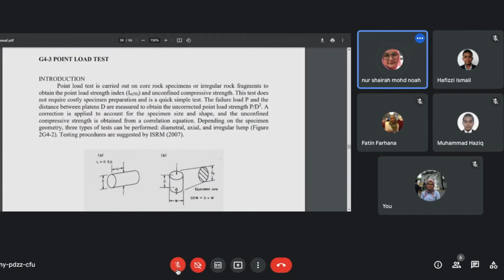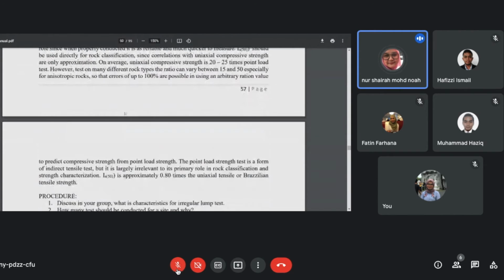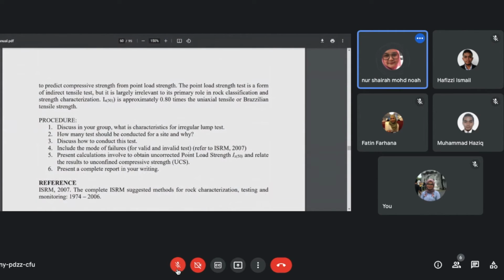Okay, the objective is to determine the compressive strength of rock specimen from the irregular lump test. For the procedure, I would like to pass to my friend Zamira.